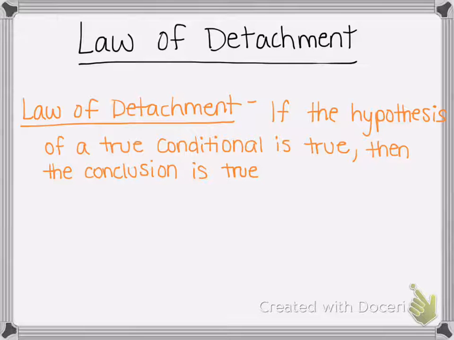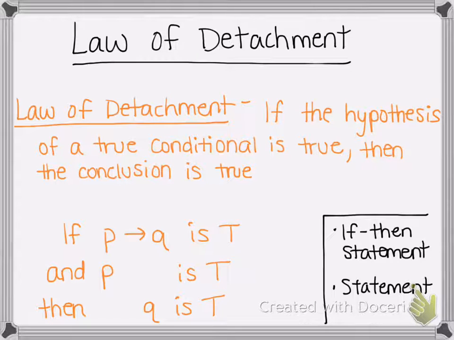The law of detachment, in a lot of words, says if the hypothesis of a true conditional is true, so in other words, that if-then statement, if that hypothesis is true, then that conclusion is true. What it looks like in PQ nonsense is if you have P arrow Q, and P is true, then Q is true. Over here in this box, I put it here so I wouldn't forget: you're going to use the law of detachment when you have an if-then statement and then just another second statement.